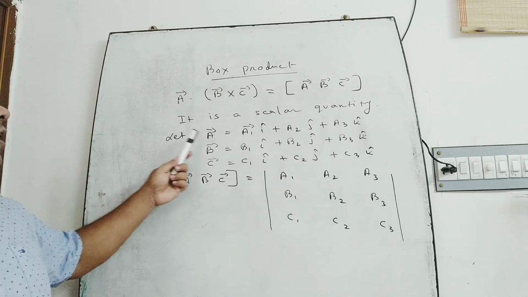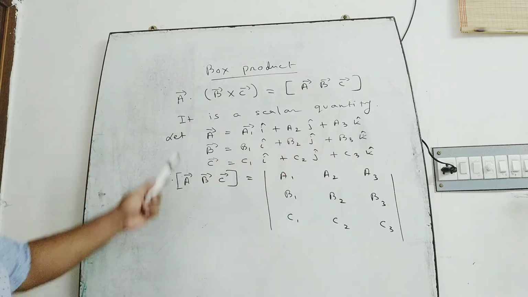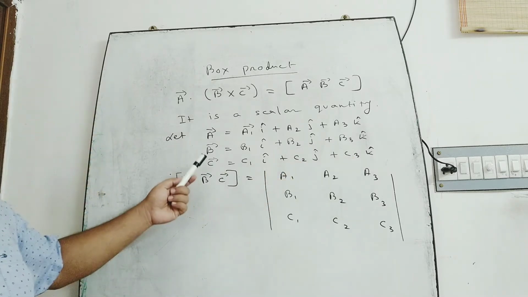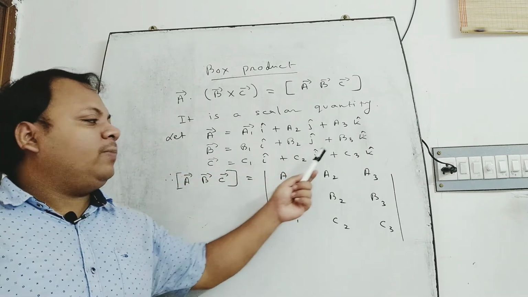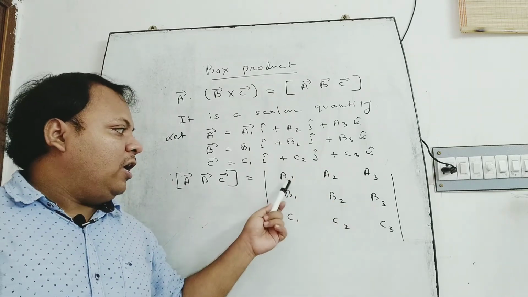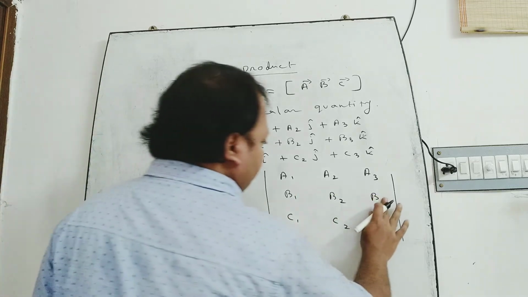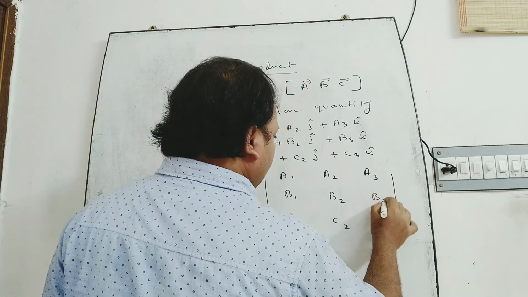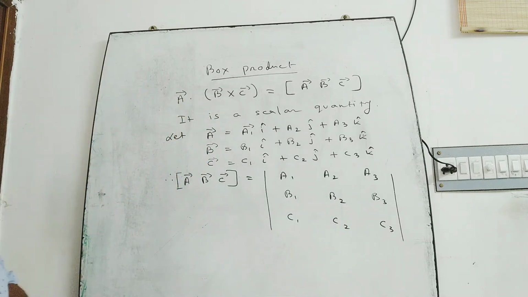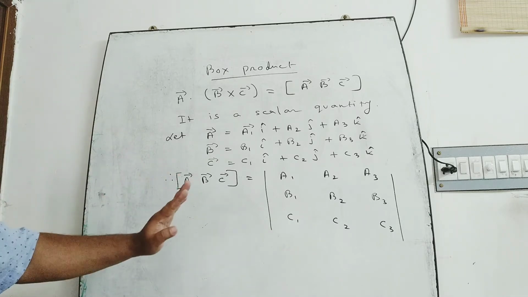Let A vector be equal to A1 i cap plus A2 j cap plus A3 k cap, and B vector equal to B1 i cap plus B2 j cap plus B3 k cap, and C vector equal to C1 i cap plus C2 j cap plus C3 k cap. Therefore box of ABC is equal to the determinant of the rows A1 A2 A3, B1 B2 B3, and C1 C2 C3. Okay, this is the box product between A, B and C.